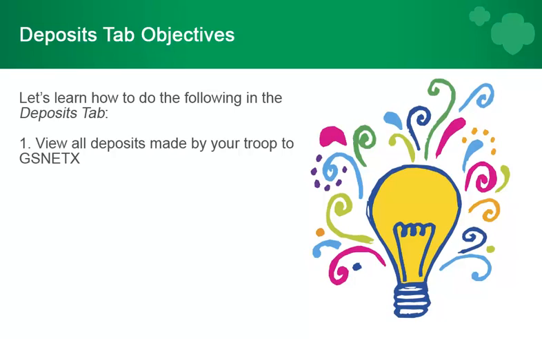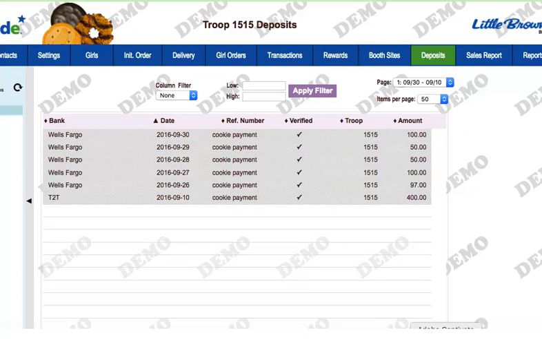You will use the Deposits tab to review payments that your troop has made to GSNETX. This is your Troop Deposit tab. This is all information uploaded by GSNETX. You will not be able to edit any of this information. All of these payments have been verified. That means that they cleared. If you have a payment that bounces, it will say bounced.